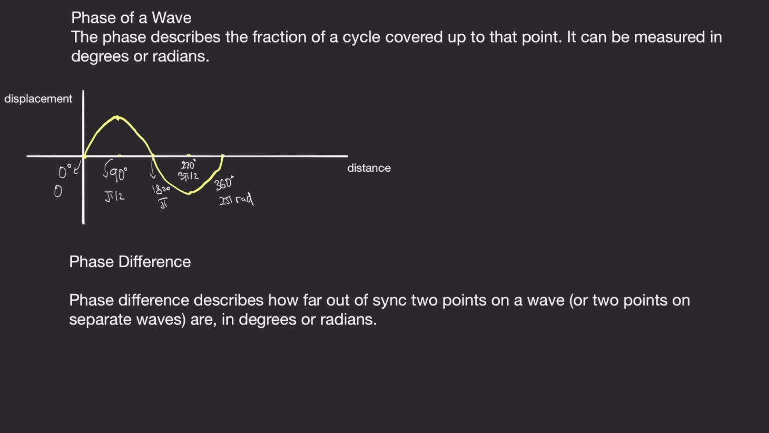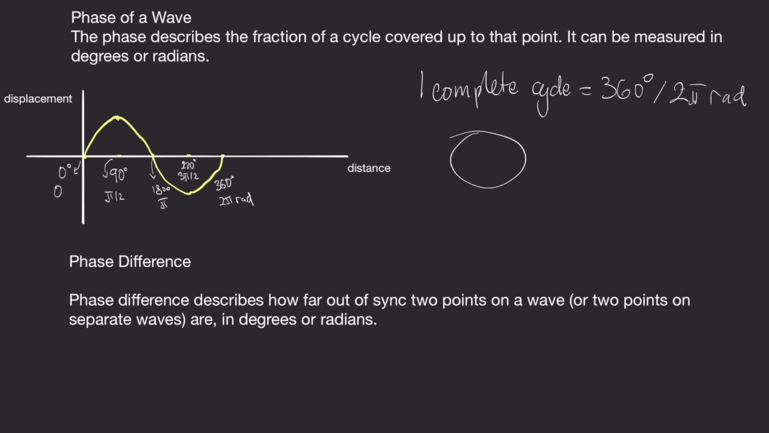Please note that one complete cycle is equivalent to 360 degrees, which is also equivalent to 2 pi radians. Why is that? We're borrowing some mathematics from a circle essentially, because after we complete one cycle we come back to where we started, kind of like if we were moving in a circle and we come back to the point where we started. Each point will be assigned a phase.